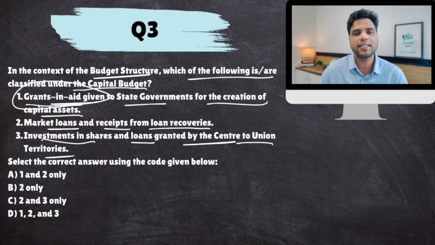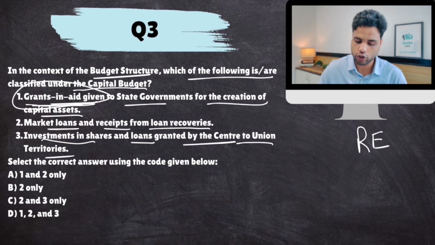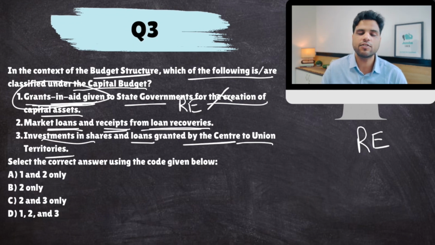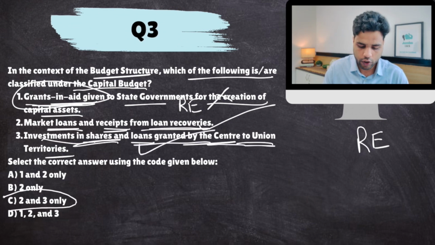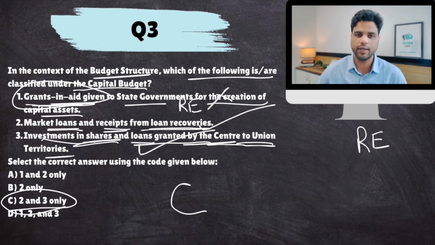Grants in aid given by the central government, no matter how they are used by the state government, would be in revenue expenditure. So this part is false. Yes, loans and receipts from loan recoveries, loans, investments, all of this is capital account. Investment in shares, like the government buying Tata shares, or loans granted by center to UTs. Loans are part of capital account. So the answer would come out to be 2 and 3.